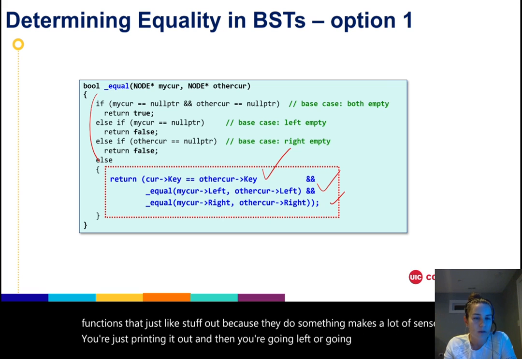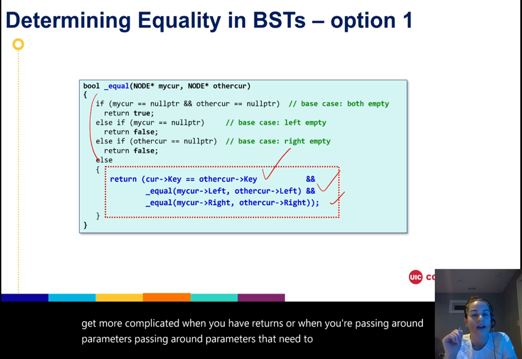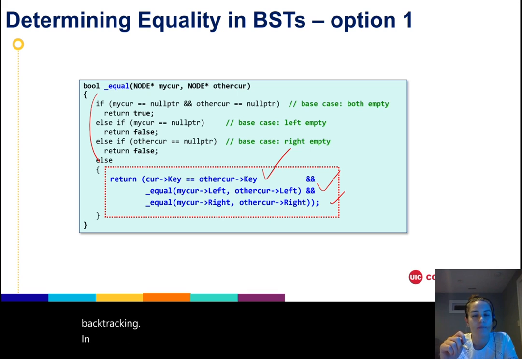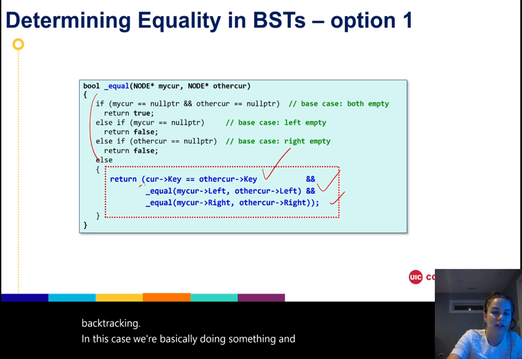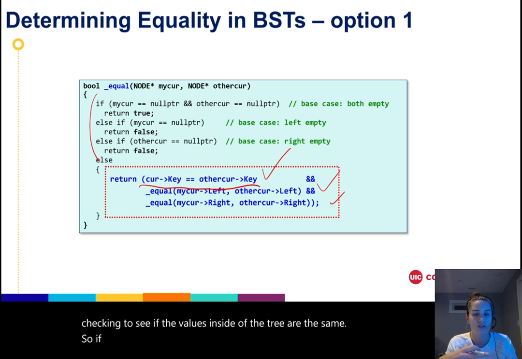It starts to get more complicated when you have returns or when you're passing around parameters that need to be shared by the function. And then it's even more confusing when you have to do any backtracking. In this case, we're doing something, and the doing something here is checking to see if the values inside of the tree are the same. So if they are, you know that it's true.